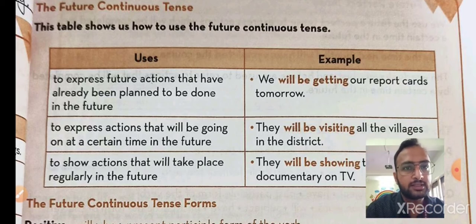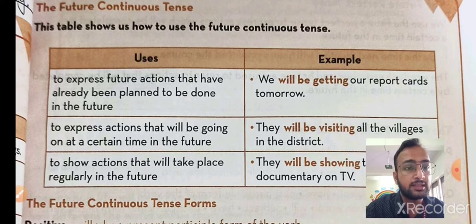The future continuous tense. How to use? To express future actions that have already been planned to be done in the future. So that means we will be getting our report cards tomorrow. So it was planned before that your report cards are going to be issued on so and so date. So you are telling someone that we will be getting our report cards by tomorrow. So it is the action.